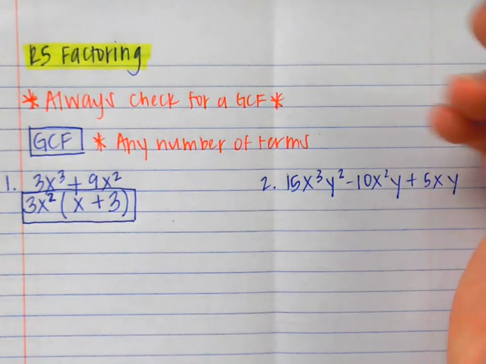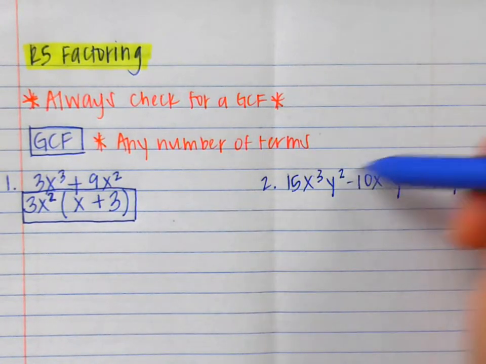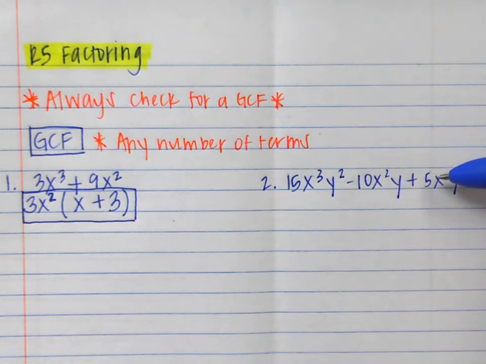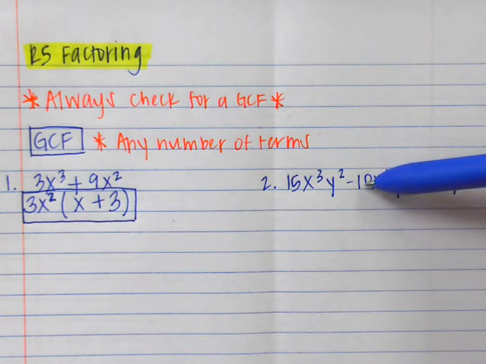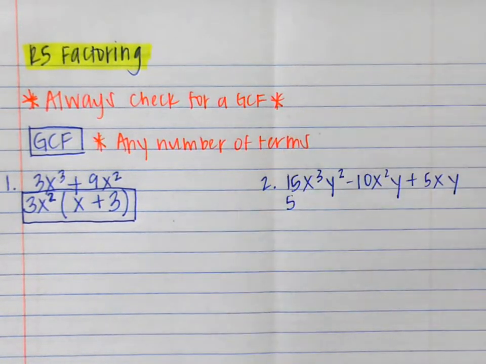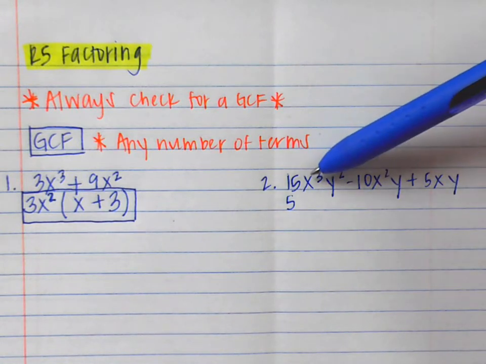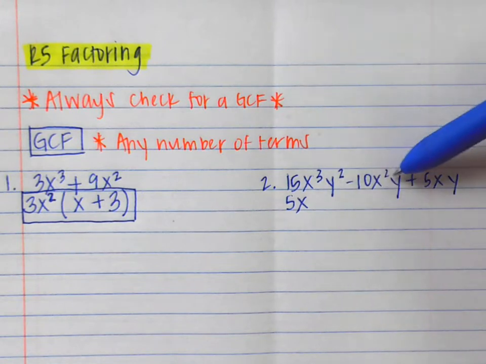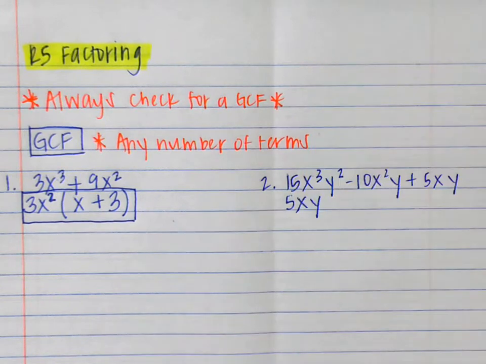Okay, so 15x cubed y squared. I really just start by looking at the numbers, 15, 10, and 5. Like I did over here, I look at the smallest number and I think, does 5 go evenly into 10 and 15? It does, so I can factor out a 5. Then I look at the next variable. Do they all have x's? Yes, they do. So I take out the smallest power, 3, 2, 1. The smallest one is 1. And then do they all have a y? Y squared, y, y. They all have a y, so I can factor out a y.